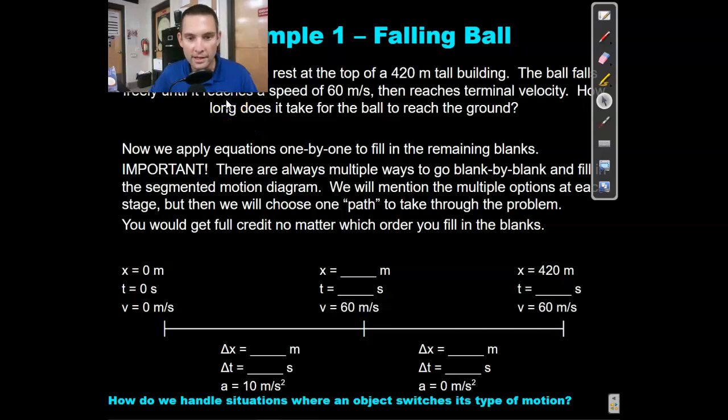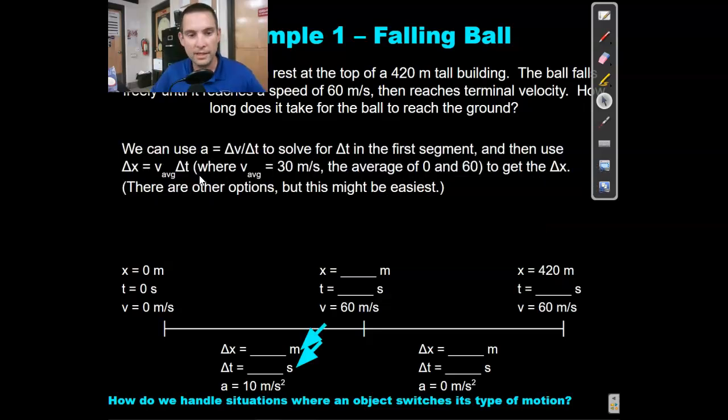Now we'll apply equations one by one to fill in the remaining blanks. There are always multiple ways to go blank by blank and fill in the segmented motion diagram. We will mention the multiple options at each stage, and then we're going to have to choose one path to take throughout the problem. You're going to get full credit no matter which order you fill in the blanks.